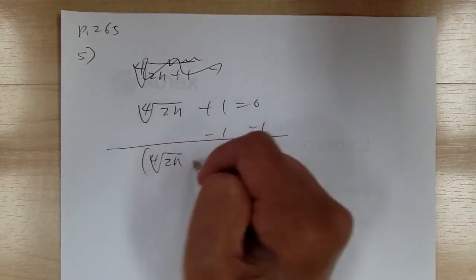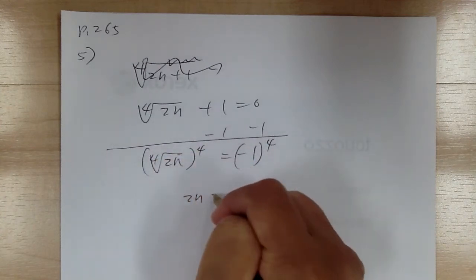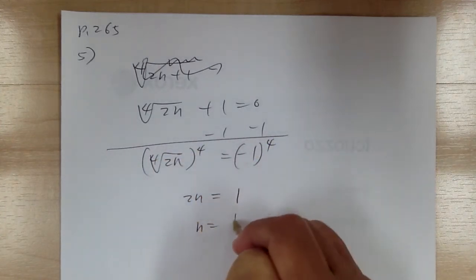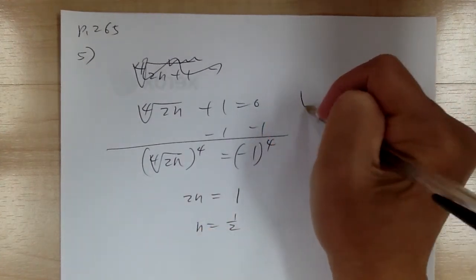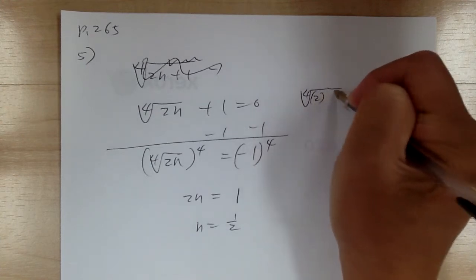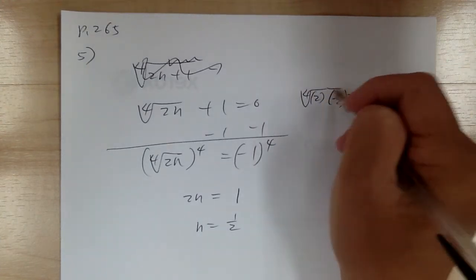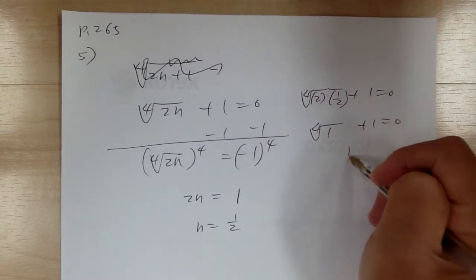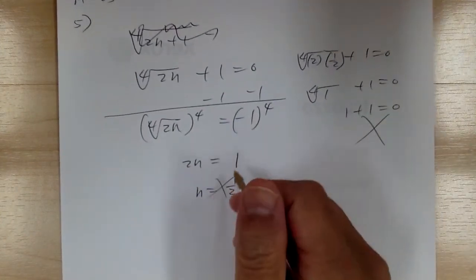But if you don't see that, just go and raise it to the 4th power. So this cancels. So you got 2n equal to negative 1 to the 4th power is 1. So n equal to 1 over 2. Again, if you put it in here to check, you got fourth root of 2 times 1/2 plus 1 equal to 0. So over here you're going to get fourth root of 1 plus 1 equal to 0. You got 1 plus 1 equal to 0. So no good. So this is no good.